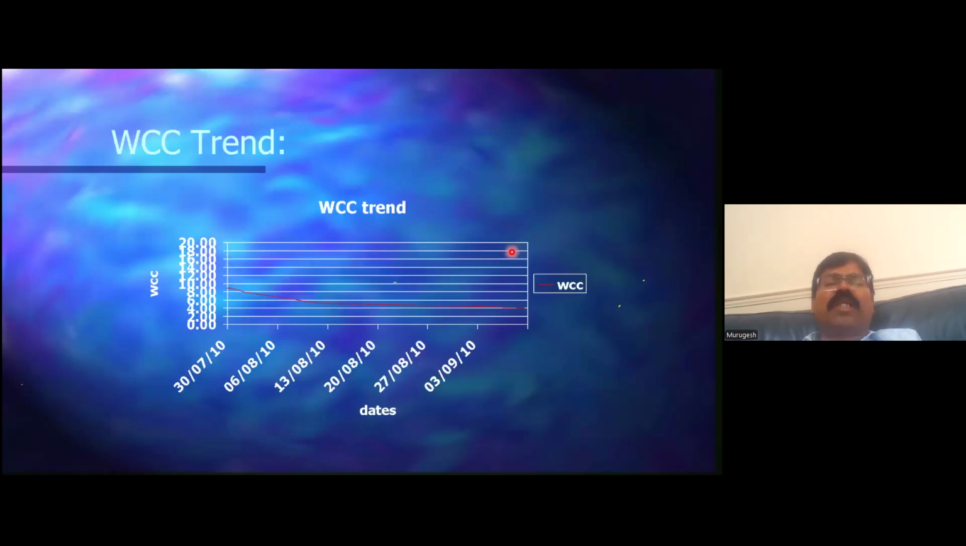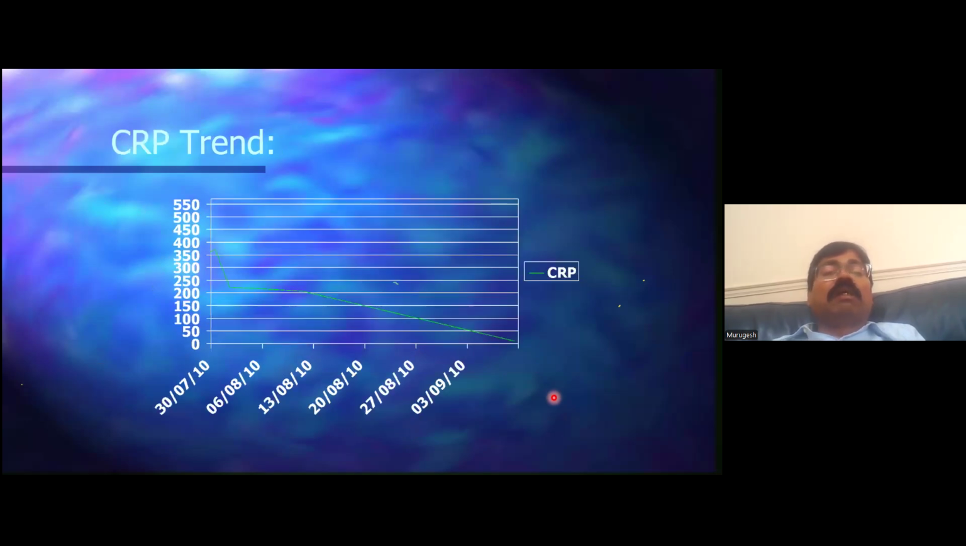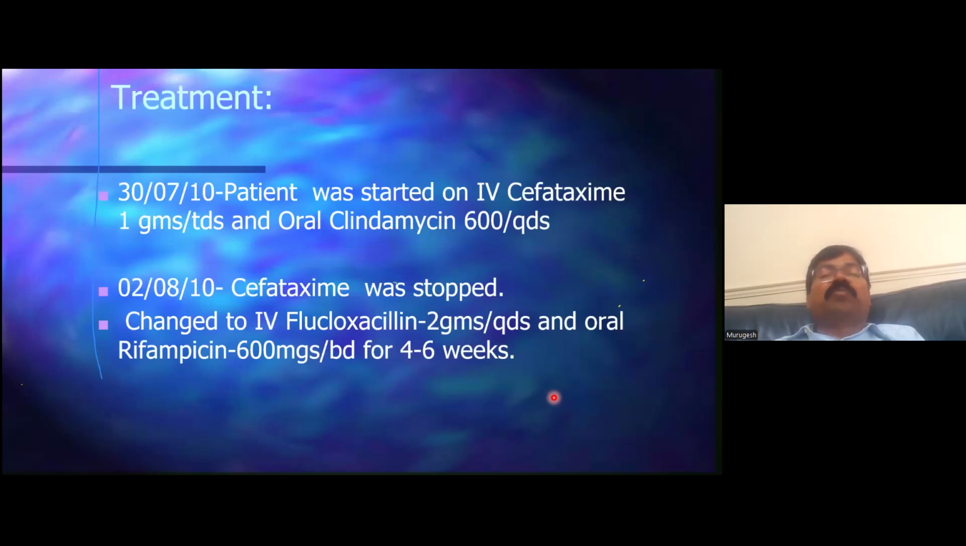The patient deteriorated, to be honest. We couldn't get on top of her management because of the patient's non-compliance as well. This is a white cell trend, and CRP initially came down nicely, but the patient had too many complications. Initially, she was commenced on ceftriaxone and clindamycin, and then switched to fluclox and rifampicin.